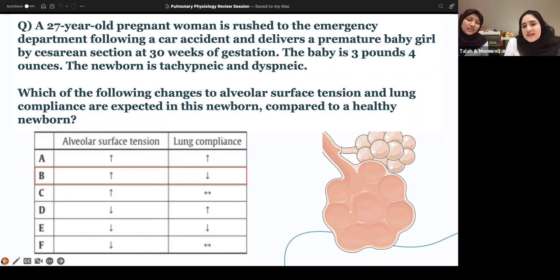So basically, the main problem that this baby is having, since he's a premature baby, is that the surfactant is not yet fully developed. Because the surfactant is not there, the surface tension of the alveoli will increase a lot, because you know how the surfactant is the thing that maintains the tension in the alveoli. Because we have increased surface tension, the lung compliance is going to decrease.